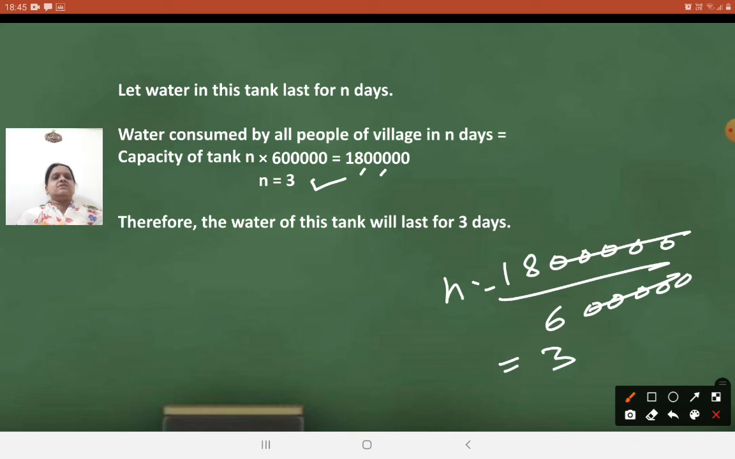Therefore, the water of this tank will last for 3 days. They can use that water for 3 days. Is it clear to all of you what we have done? We have solved the sum in 3 steps. First step, find the capacity of the tank by applying the formula volume equal to L into B into H. Second step, find the water consumed by people per day, 4000 into 150. Third step, find the number of days, that is, how many days they can use that much quantity of water, by division. Is it clear to all of you?